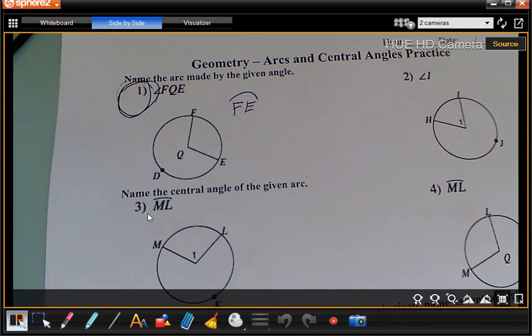It could also be the arc FDE, because we could say FQE is going the other way, but I would just do the smaller one.